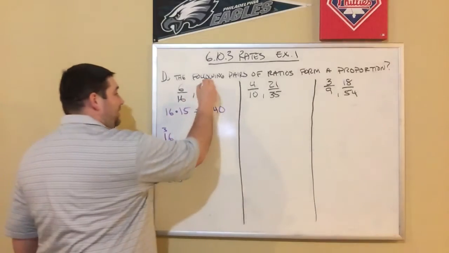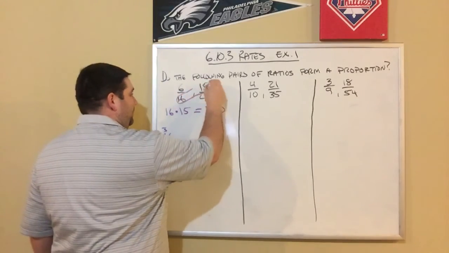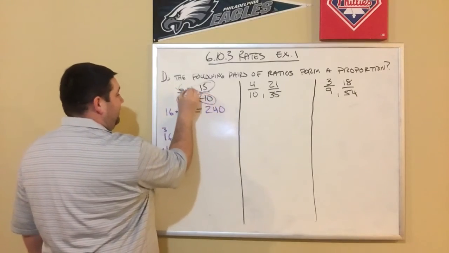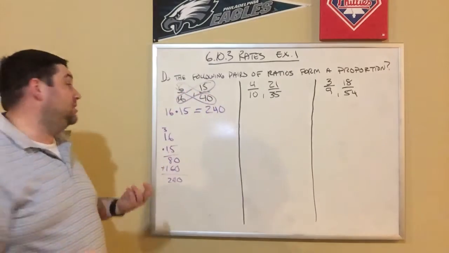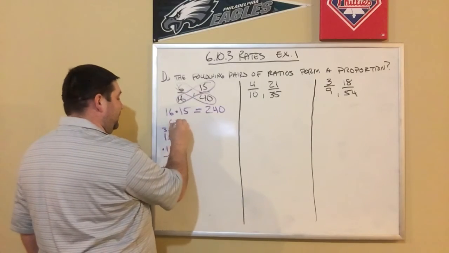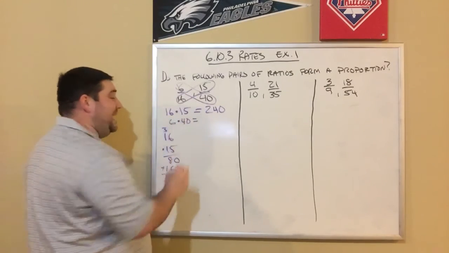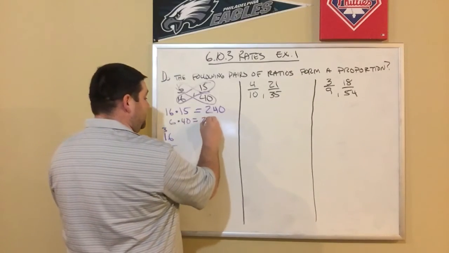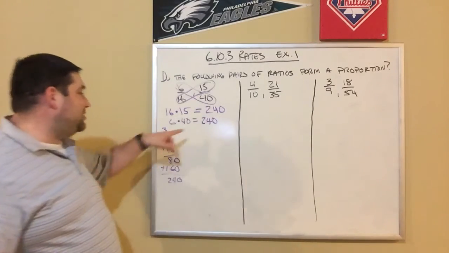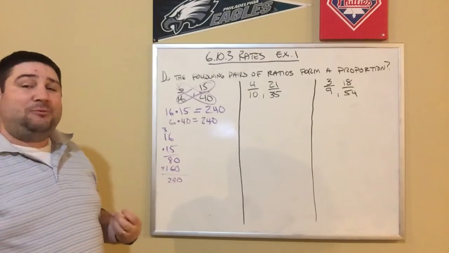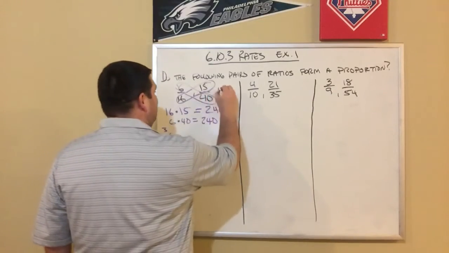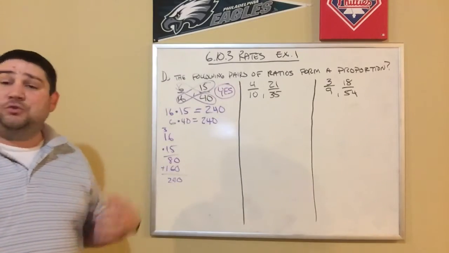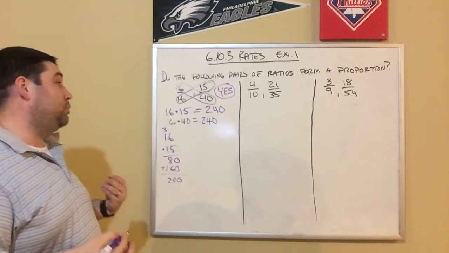So what I did was I cross-multiplied those right there. Now I'm going to do the same thing with the other diagonal. I'm going to find their cross products, which means I'm just going to do 6 times 40. 6 times 40 I can do in my head because 6 times 4 is 24. So 6 times 40 is also 240. You can see there we got 240 for both. And when that happens, our answer is going to be yes. Those two fractions, those two ratios form a proportion.